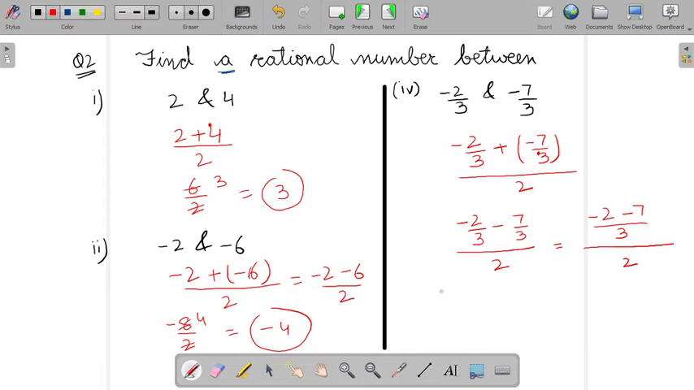Now, the next step is minus 9 by 3 whole upon 2. So, you can cancel these two. So, it would be minus 3 by 2. So, minus 3 by 2 will lie between minus 2 by 3 and minus 7 by 3. I hope this question is clear to all of you. Now, come to the next question.